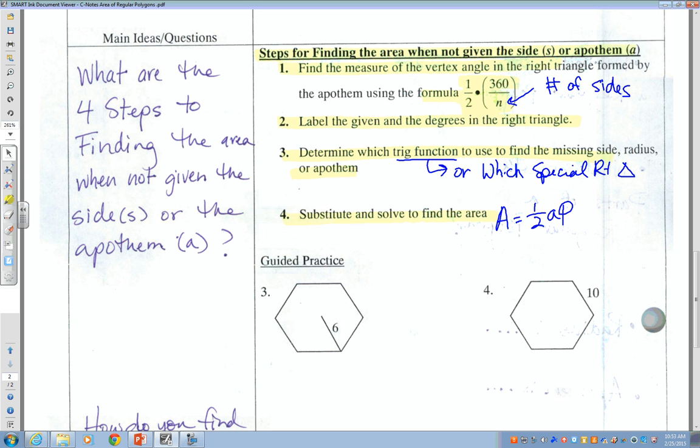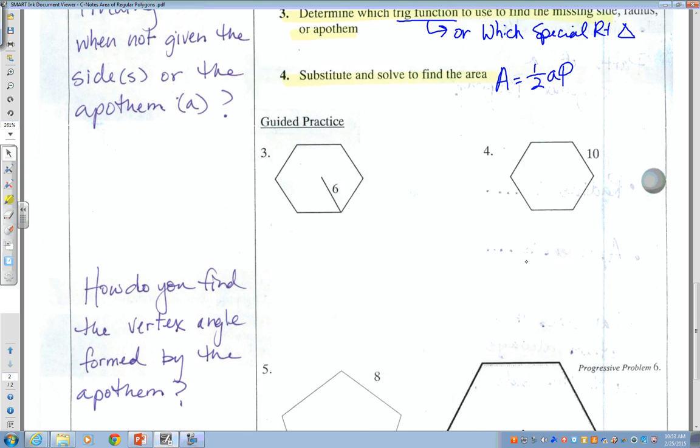All right, so the key to this is being able to do the first step and drawing your right triangle. You have to make sure you draw this right triangle and get it labeled. So on number 3, we need to first get our right triangle drawn and understand that it bisects the side whenever you draw the apothem. We need to come up with the angle up here. To do that, you're going to use that formula: 1/2 times 360 divided by n.